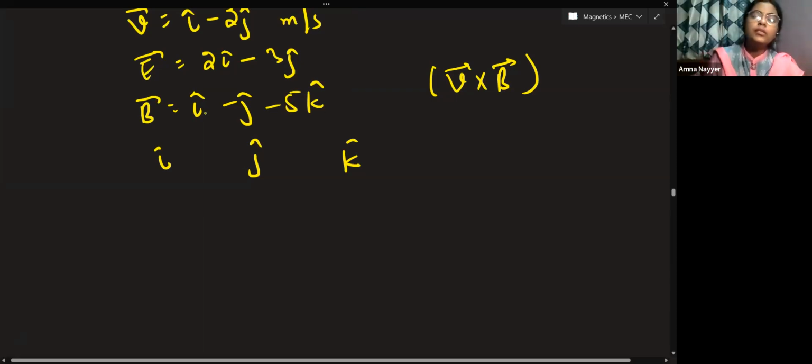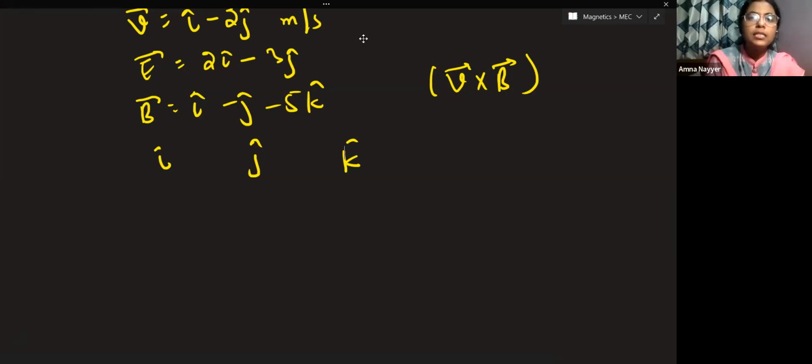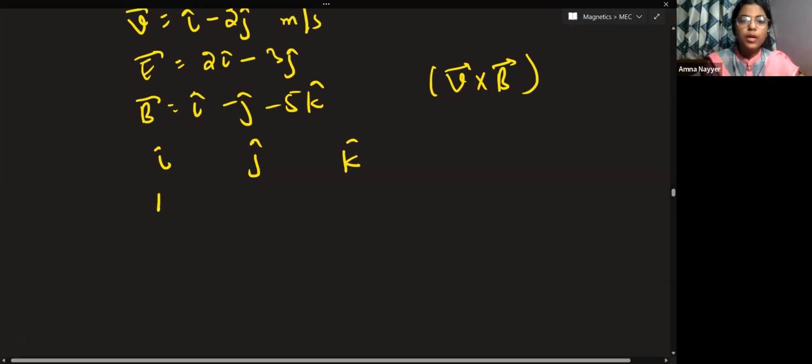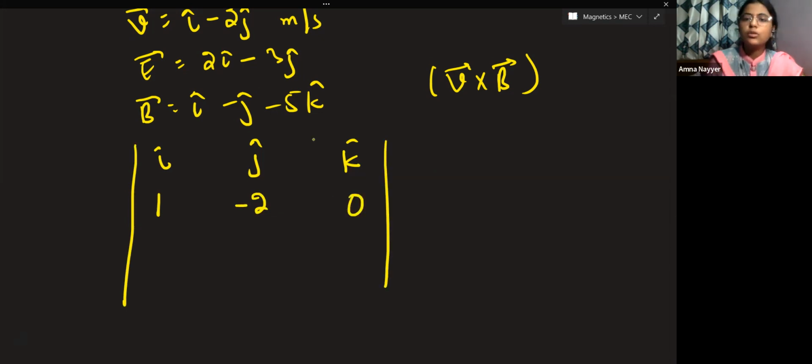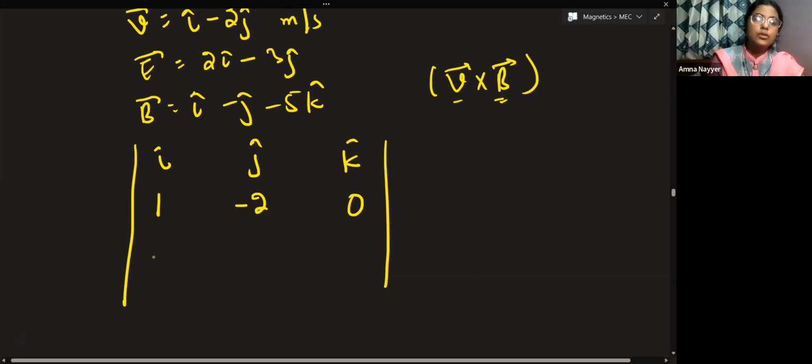Fine. So V is given to us as I cap minus 2J cap. Whatever coefficients are given, just put them. For velocity, I's coefficient is 1, coefficient of J is minus 2, and coefficient of K is 0 because no K is given. Then the next vector is B. I's coefficient is 1, coefficient of J is minus 1, coefficient of K cap is minus 5. This we have written. Now see how to get your answer.